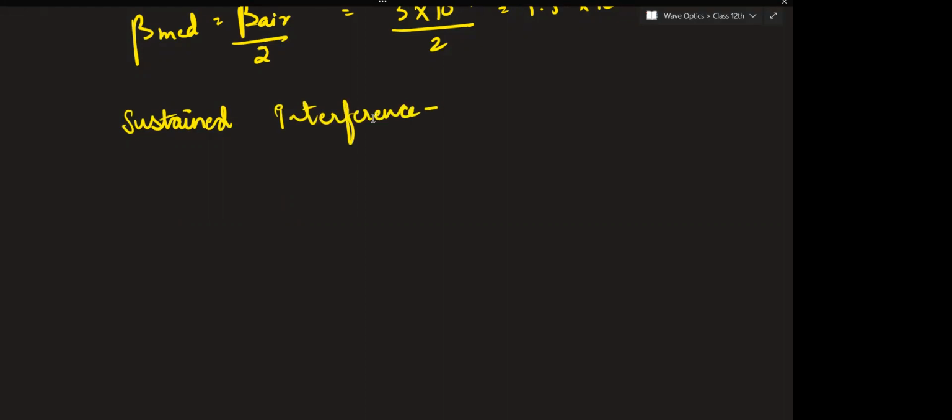There's one topic known as sustained interference. This means bright and dark fringes have good contrast. They are very well separated and their intensities do not change. So again, coherent sources are there.